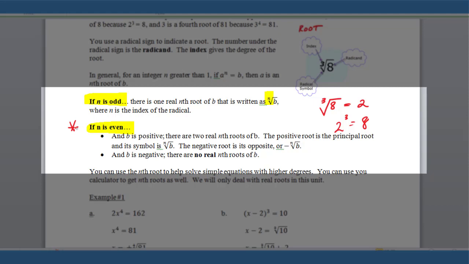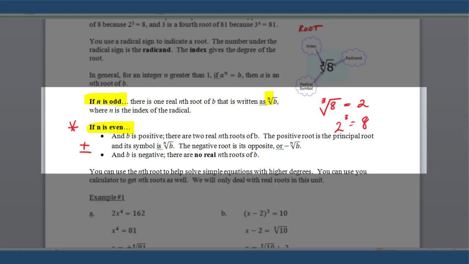However, with even power roots like square roots and fourth roots and sixth roots and so on, you're going to have both a positive and a negative value root, and so that's where the plus or minus symbol will come into play. So keep in mind that an even root will create a plus or minus symbol for both the positive and negative root.